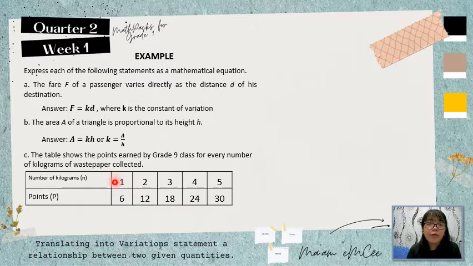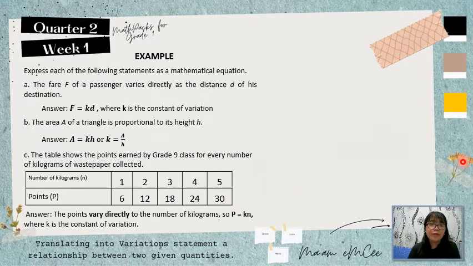Likewise, if we divide 1 by 6, that is 1/6. 2 divided by 12, if we reduce to lowest terms, that is also 1 over 6. 3 over 18 is 1/6. 4 over 24 is 1/6. 5 over 30 is also 1/6. So there is a common constant. So there's a constant of variation which is equal to 1/6. So that means to say this table of values illustrates direct variation. So the points vary directly to the number of kilograms.